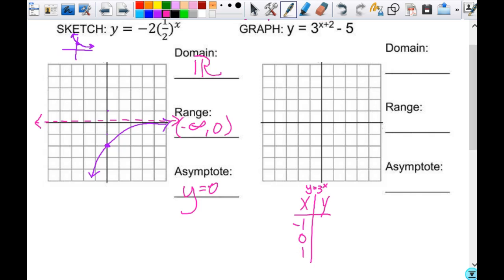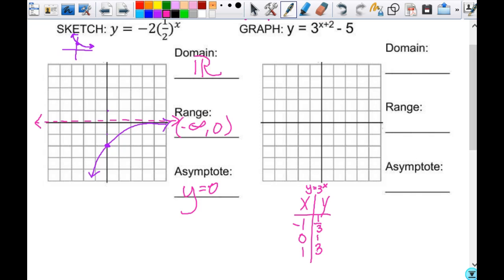What is 3 to the negative 1 power? 1/3, okay. Silence scared me there for a second. What's 3 to the 0 power? 1. What is 3 to the first power? 3. Now that is my parent function. That is not this, right? That is not what this is right here.